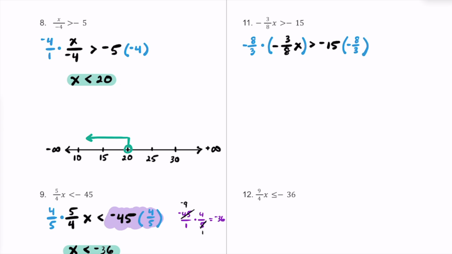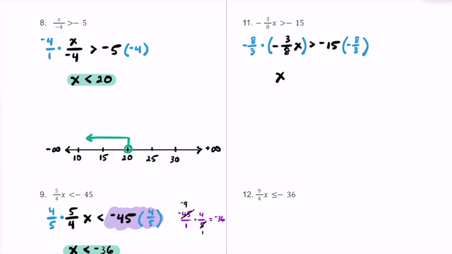So if we multiply this -8/3 times this -3/8, the two negatives cancel out to make a positive, and then the 8's and the 3's will cross cancel. We're just going to be left with 1x, or just x. Now, another thing to think about here is we just multiplied both sides by a negative value.